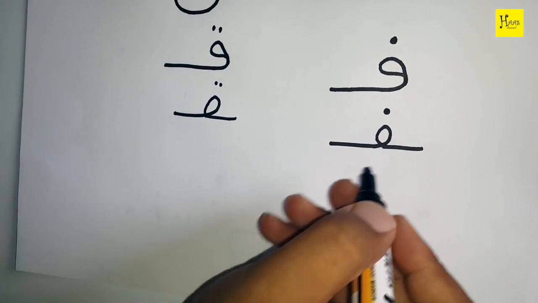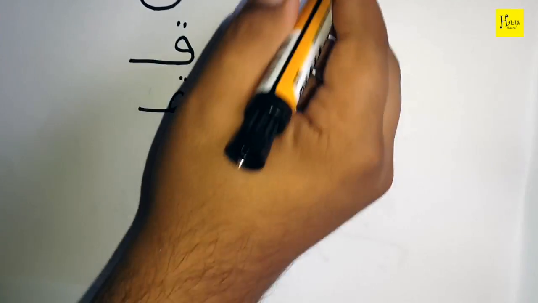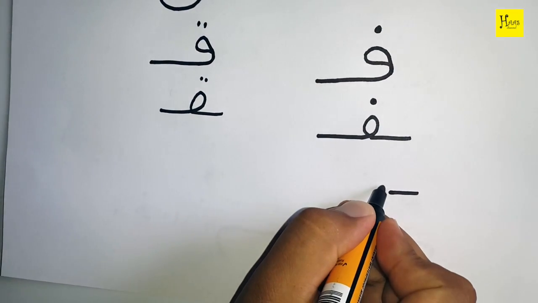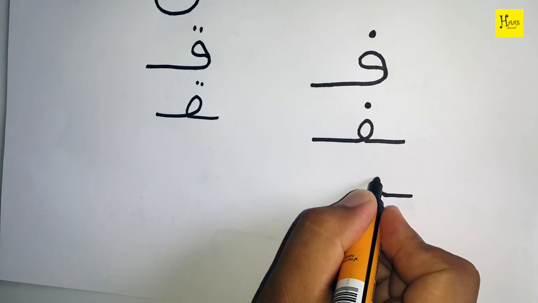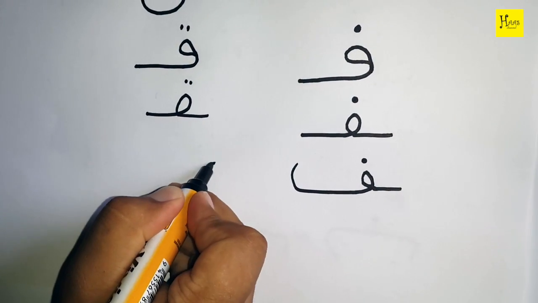Okay, fa, qaf, fa, qaf. And the final position, so we start with the line, then we draw the initial fa. Fa and qaf.